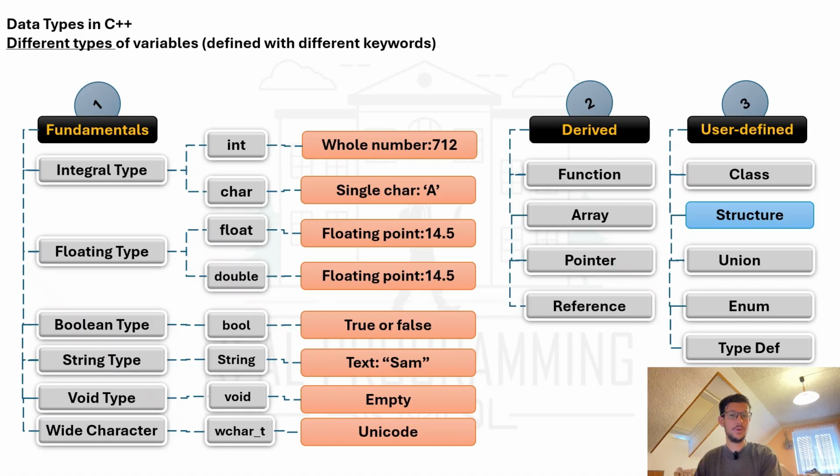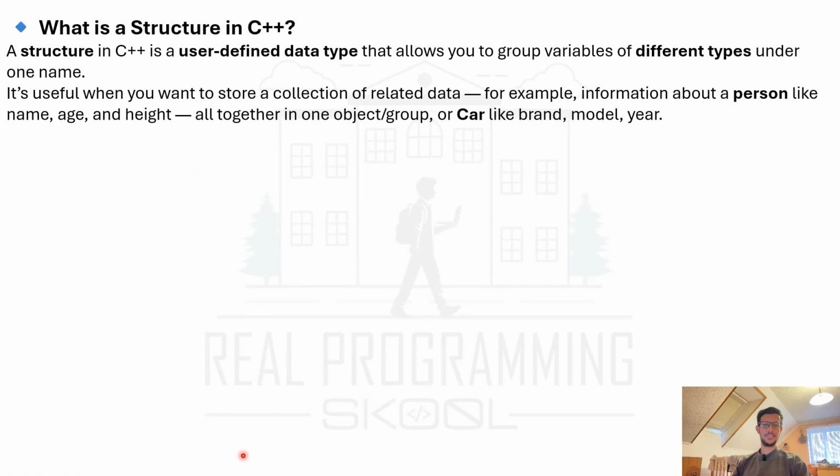So let's see what a structure is. What is a structure in C++? A structure is a user-defined data type in C++ that allows you to group variables of different types under one name. Exactly. So if I want to put all my information as Sam Adam under one umbrella, I will use the struct keyword. We have a keyword called struct in C++, and after that I will declare the data type and give it any name I want.